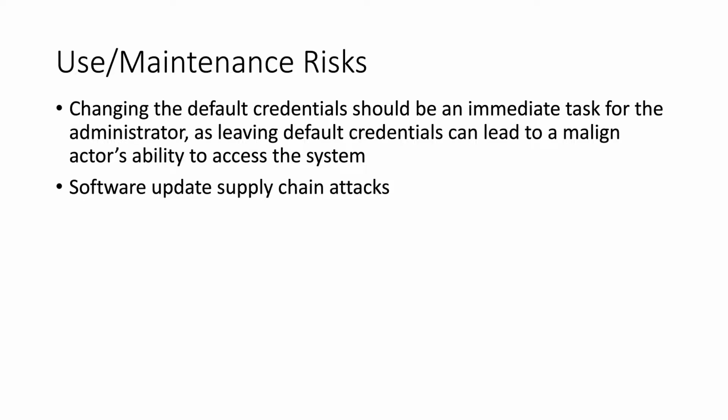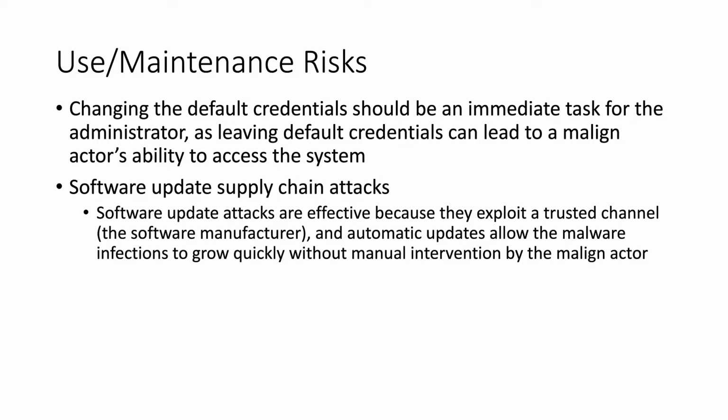A supply chain attack is defined as implanting a piece of malware into an otherwise legitimate software package at its usual distribution location. Now, this can occur during production at the software supplier, at a third-party storage location, or through redirection. Software update attacks are effective because they exploit a trusted channel, the software manufacturer, and automatic updates allow the malware infections to grow quickly without manual intervention by the malign actor.